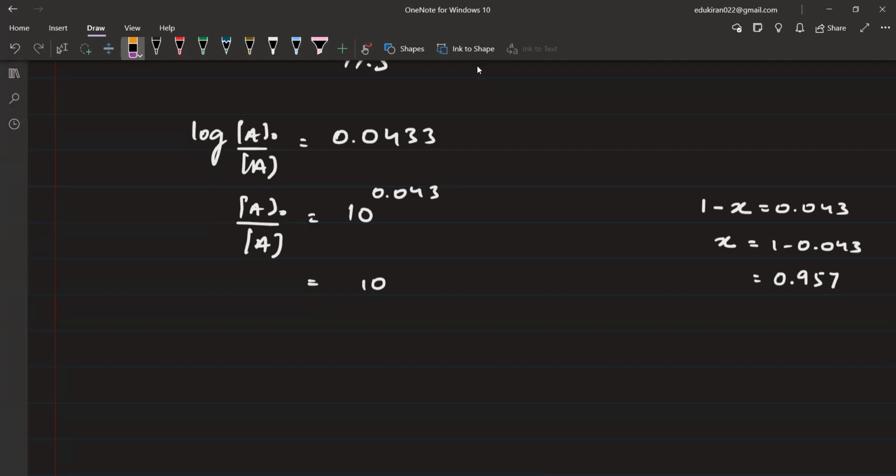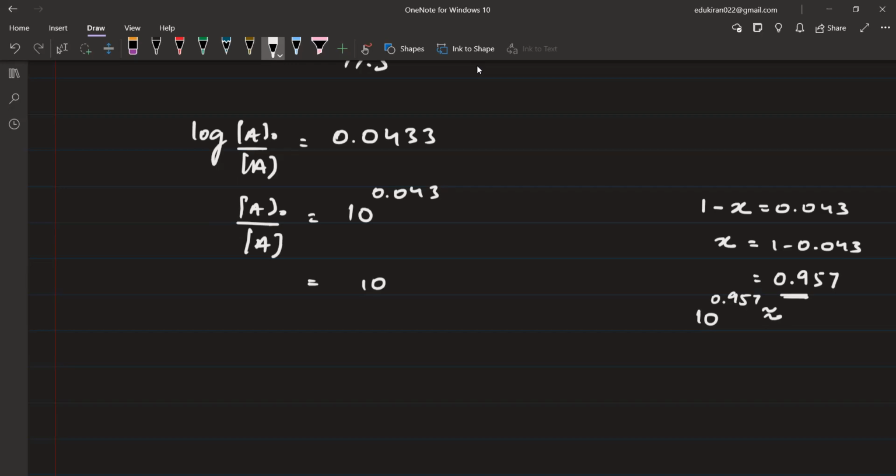That will be 10 to the power minus 0.957. Is this value near to anything? 10 to the power 0.957 is approximately equal to what? Tell me. There will be a log value which will be very near to 0.957. You remember the log values?